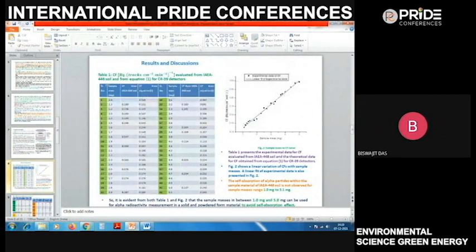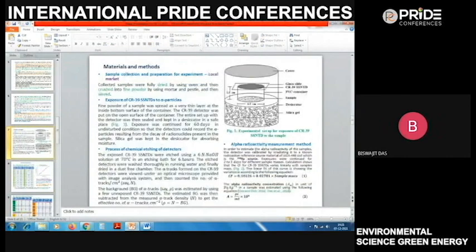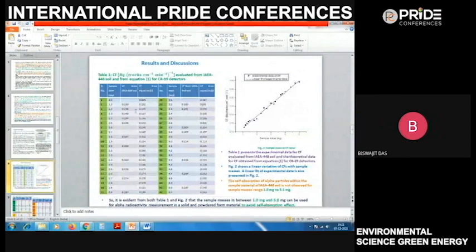This is a table showing the calibration factor in units of becquerel per tracks per square centimeter per minute, evaluated from IAEA soil, and also a column showing the calibration factor values obtained from this graph and also from this equation. It is observed that the theoretical value and the experimental value are well consistent, with few exceptions.